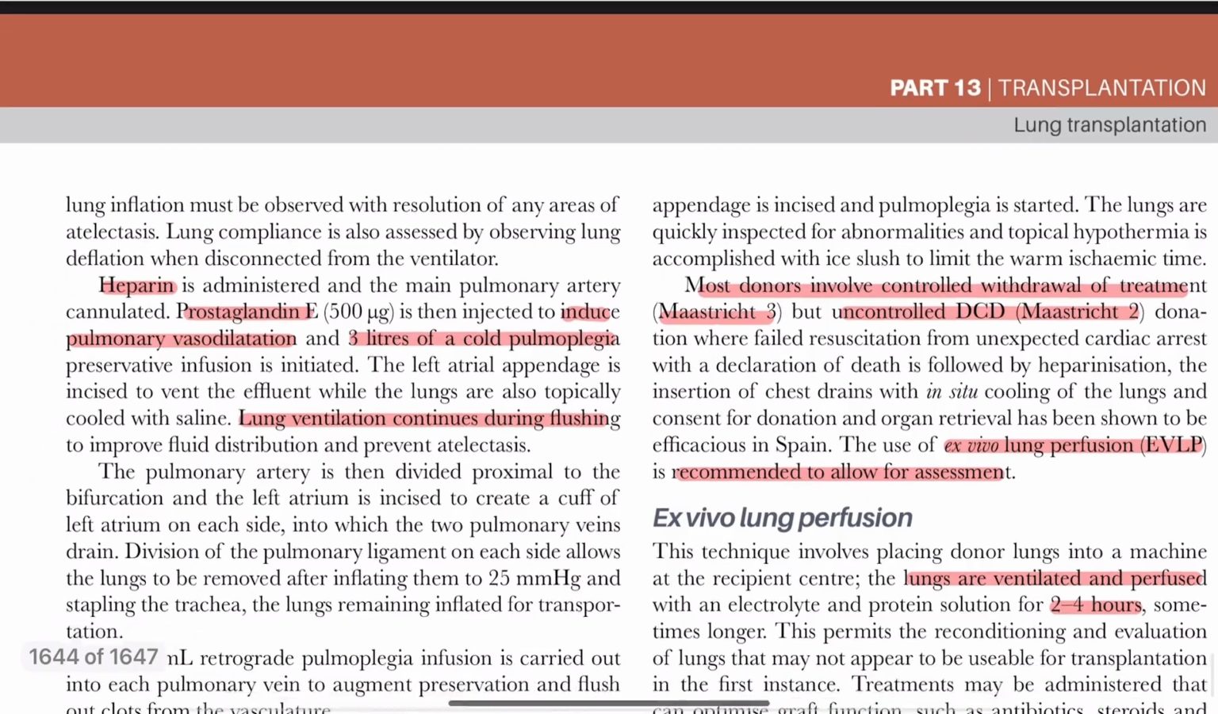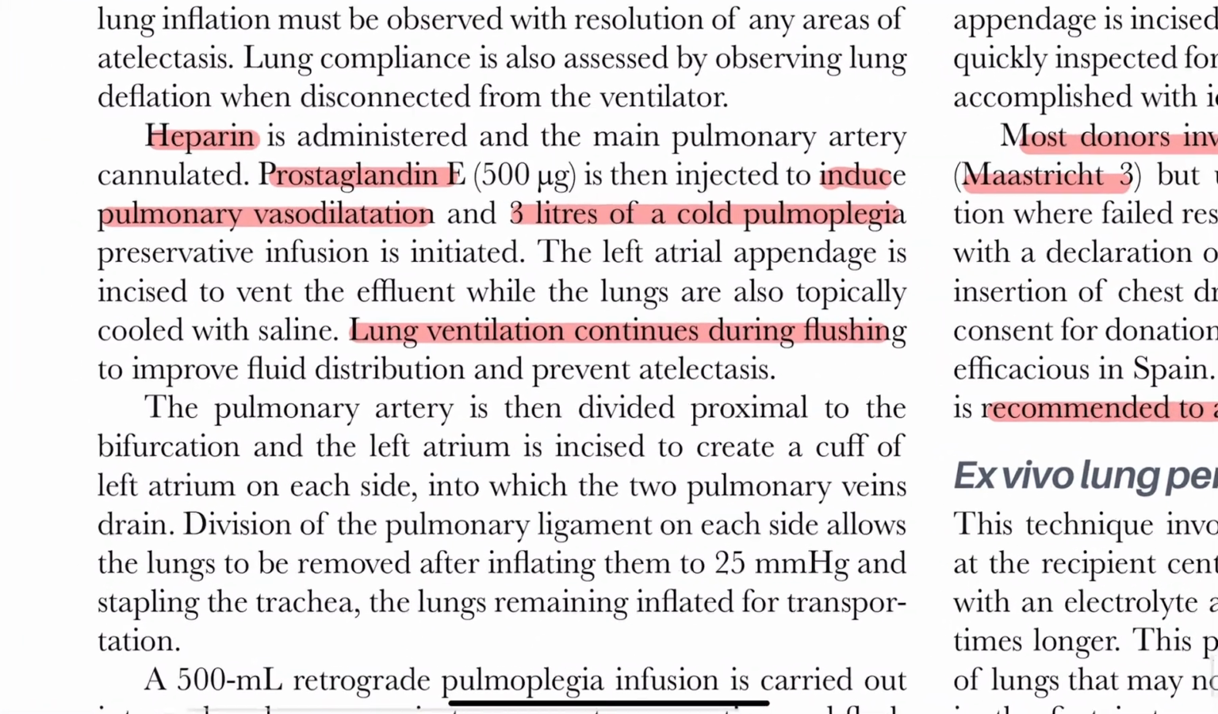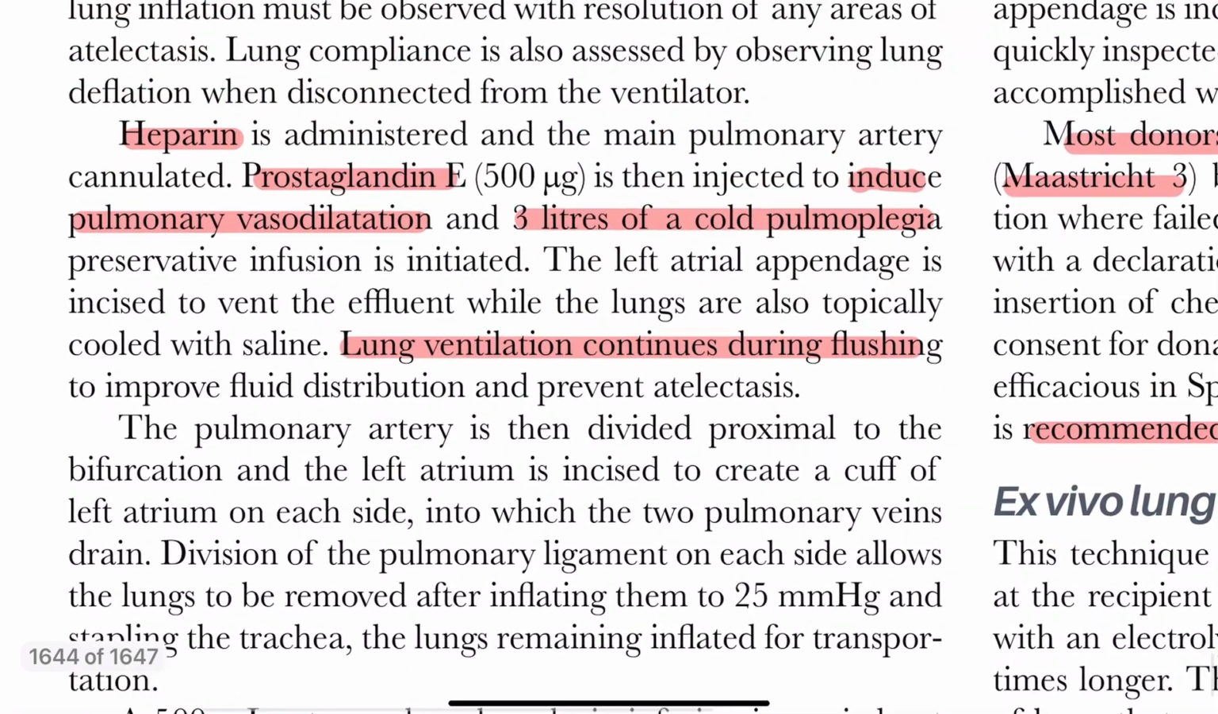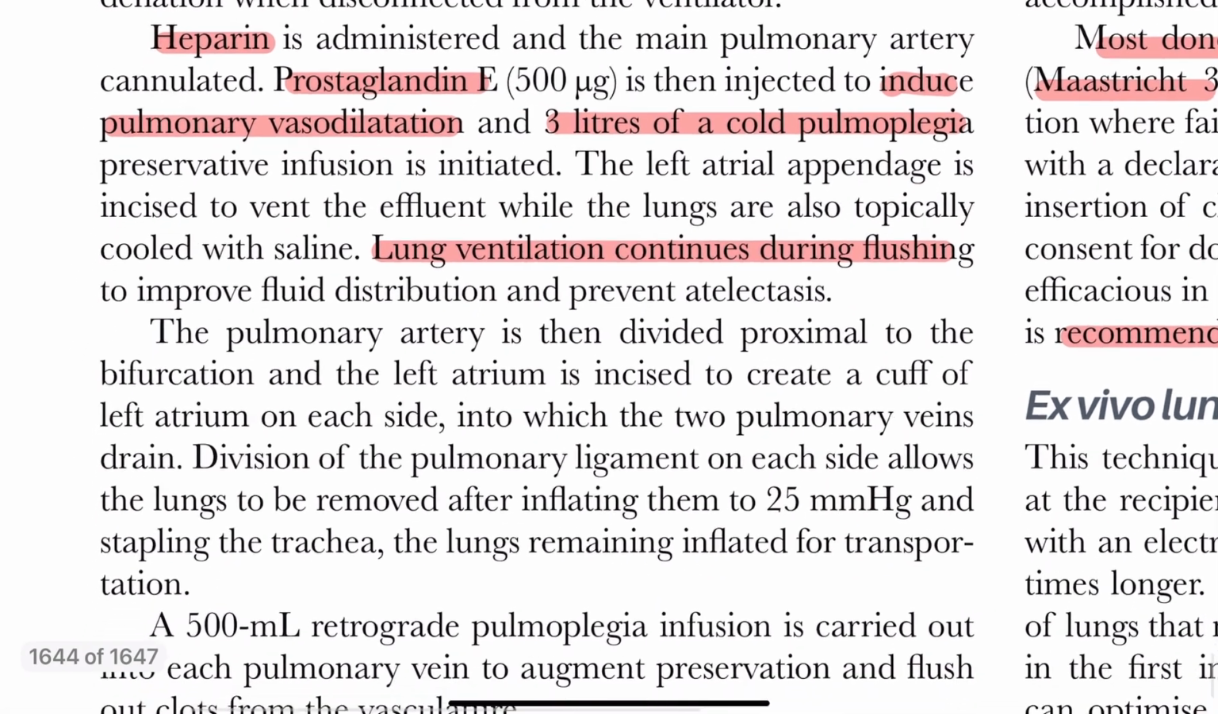Regarding management, how you are going to prepare the case: heparin is administered and the main pulmonary artery is cannulated. Prostaglandin is also used to induce pulmonary vasodilation, and 3 liters of cold cardioplegia is also used. Lung ventilation continues during flushing. So you tell me in which organ donation there is no need of flushing. Write in the comments.